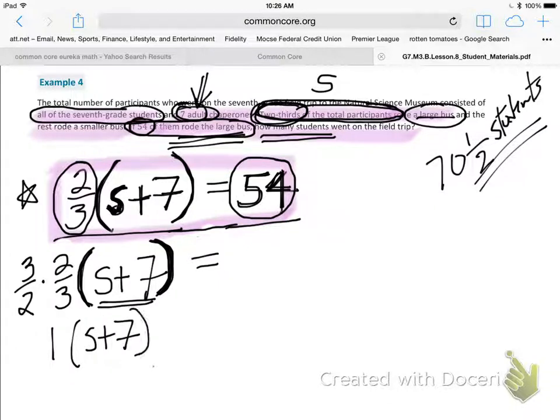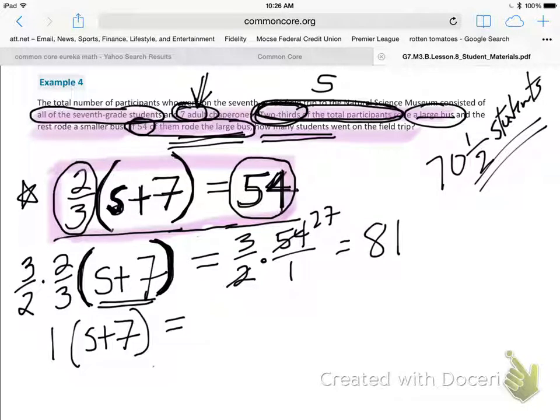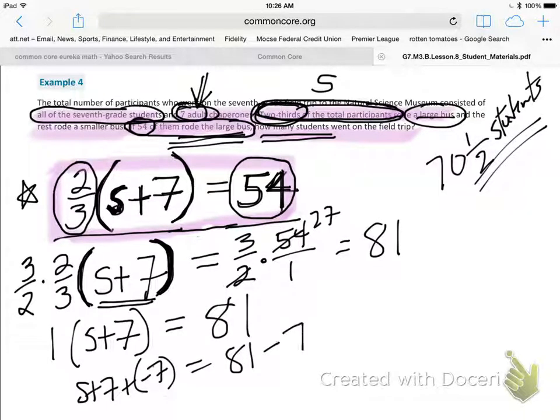So 1S plus 7, that equals, then we go ahead and multiply this side by the reciprocal of 2/3 as well. Okay, and we end up getting 27, and that equals 81. Okay, so 81. So now we have s plus 7 equals 81. So now we can go ahead and make the 0 on this side because this is all by itself. So we can go s plus 7 plus a negative 7 equals 81 minus 7. So that means s equals 74.